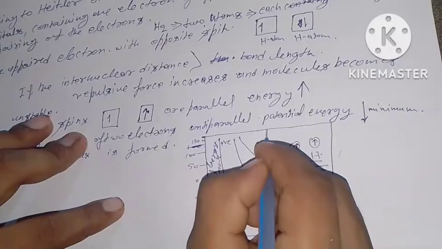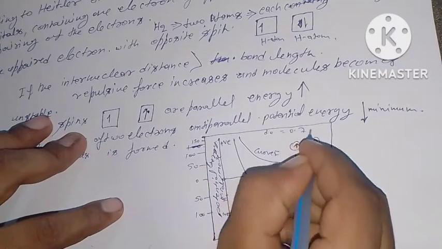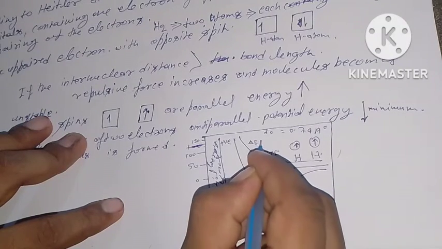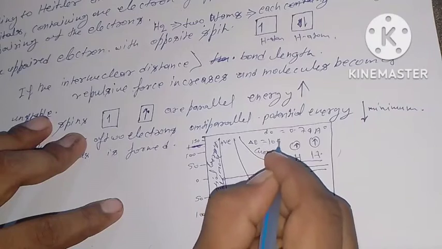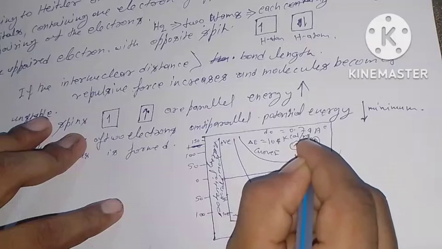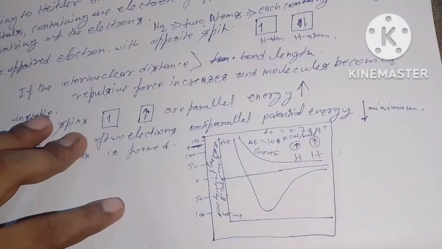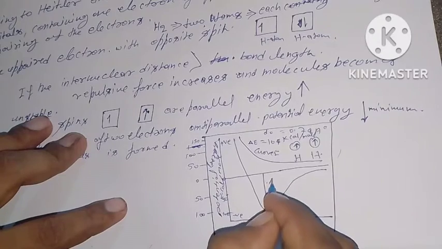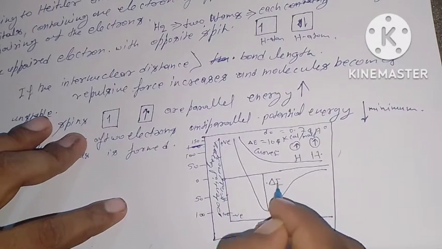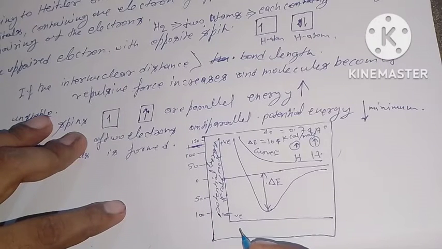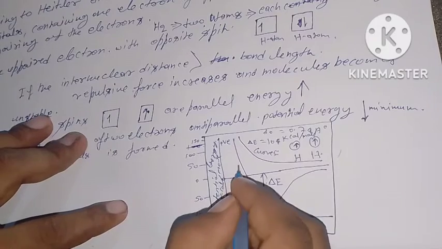The bond length is 0.74 angstrom and the energy difference delta E is 104 kilocalorie per mole. This is the energy difference. And this is the second curve.